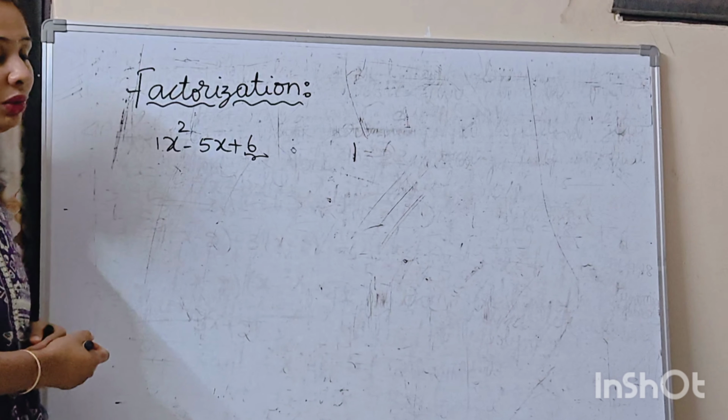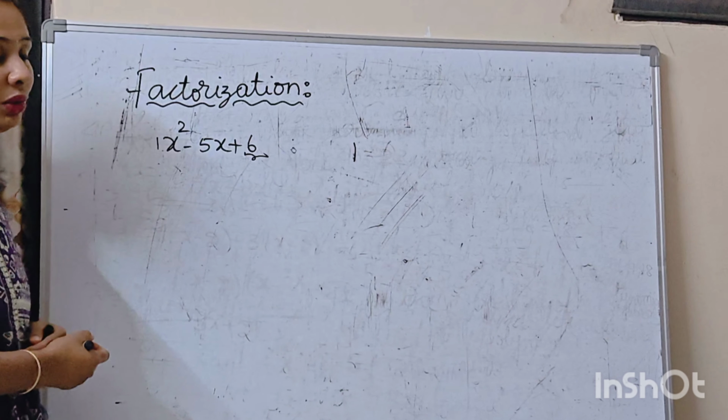So what are the factors of x square minus 5x plus 6? I can write it as x minus 2 into x minus 3. Now let's find the factors of another one. Previously we have seen the coefficient of x square as 1. Right. If it is other than 1, how do we have to find the factors?